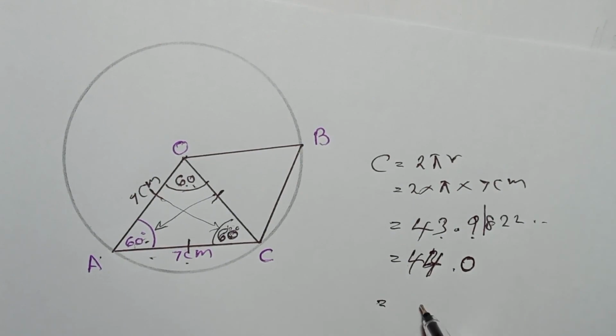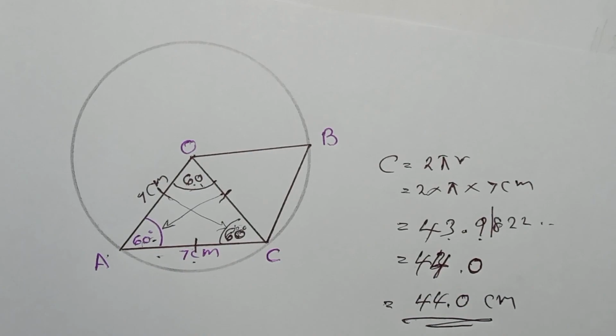So as a final answer you need to write 44.0 centimeters, including this 0, right? Because they asked for 3 significant figures. So this is the perimeter of this circle.